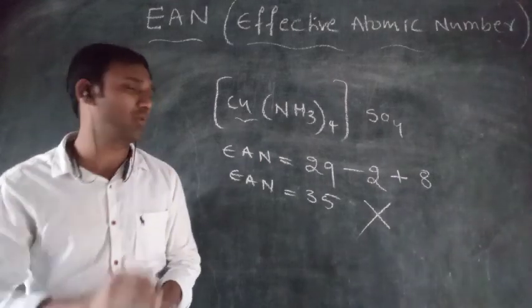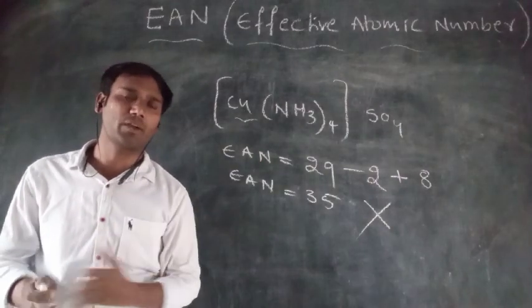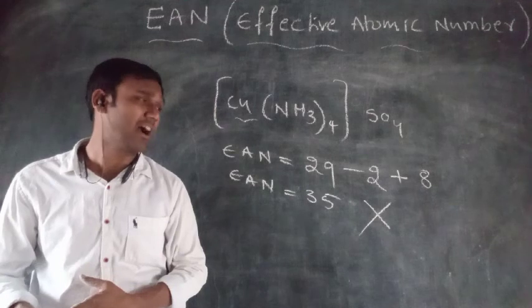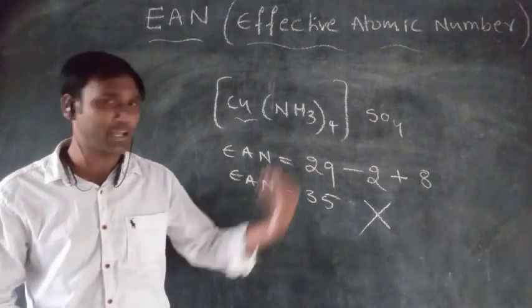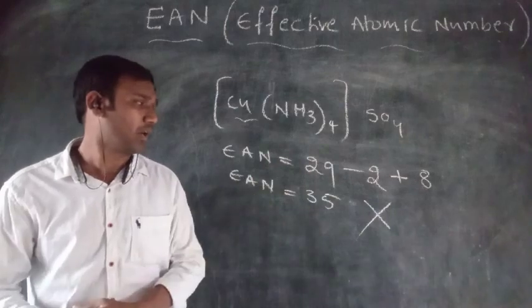So this is the simple way of identifying the effective atomic number of the central metal atom in the coordination complex. So this is the topic, and thank you. The topic is completed.